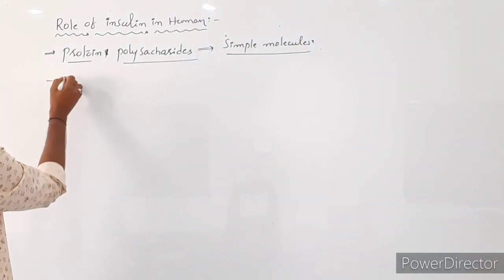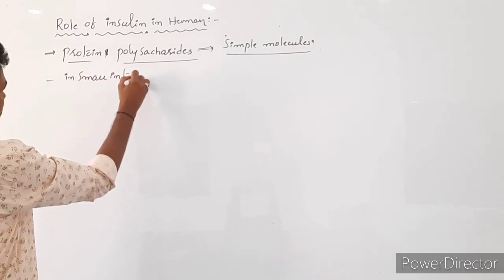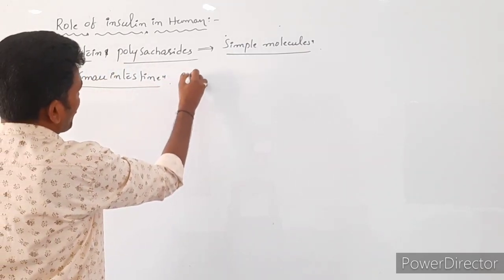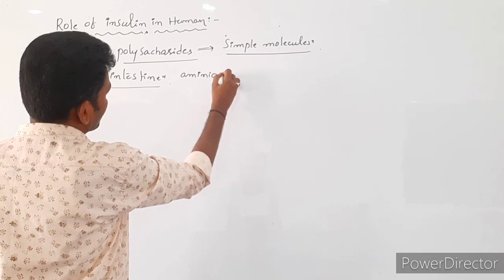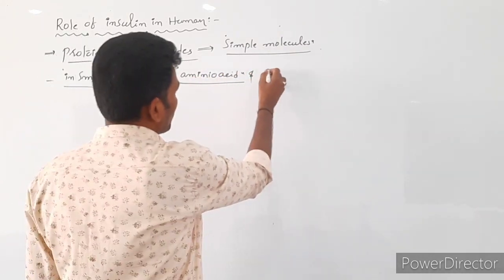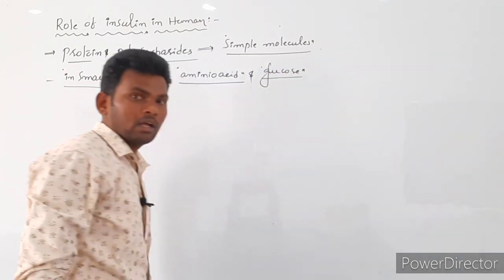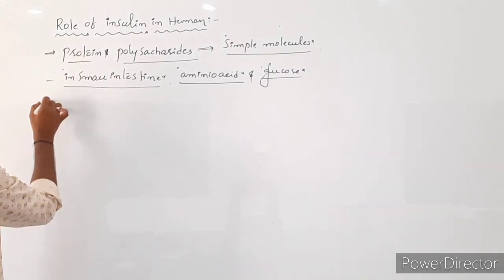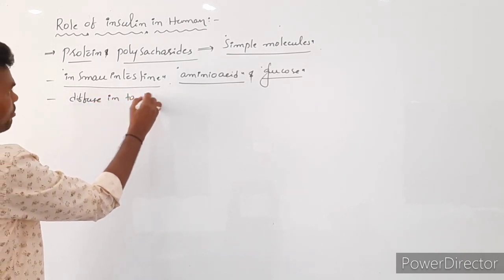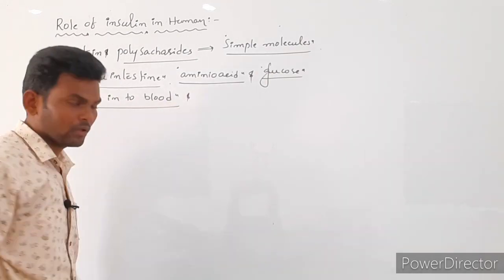Where are they going to form? In the small intestine. What are formed? Amino acids as well as glucose molecules are formed. With the help of microvilli, they are diffused into the blood.